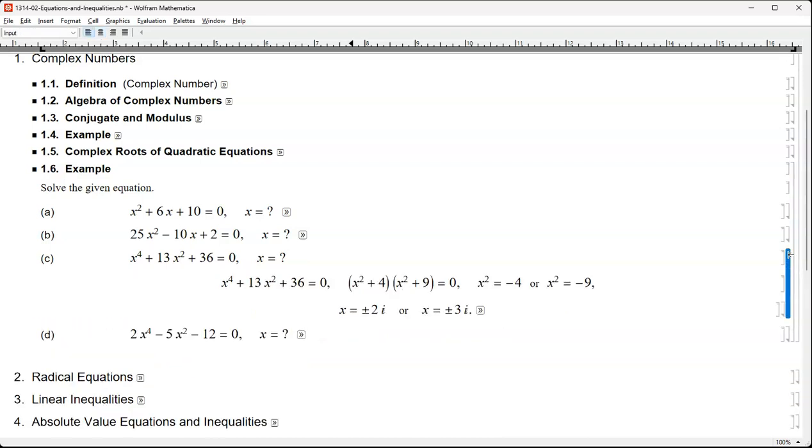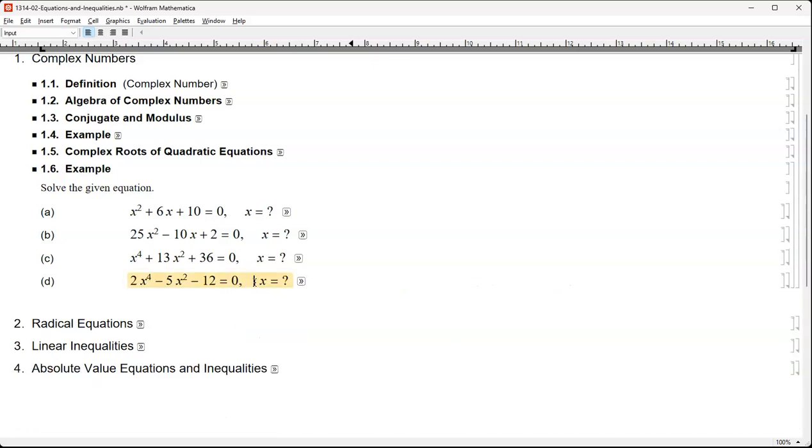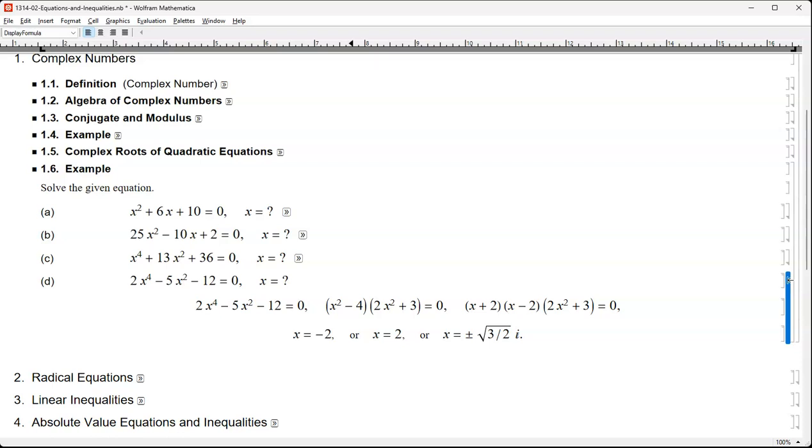Turned out we didn't need the quadratic formula. Did I use the quadratic formula here? I didn't use the quadratic formula here either. And this one doesn't look like a quadratic formula problem either. You can just factor it.